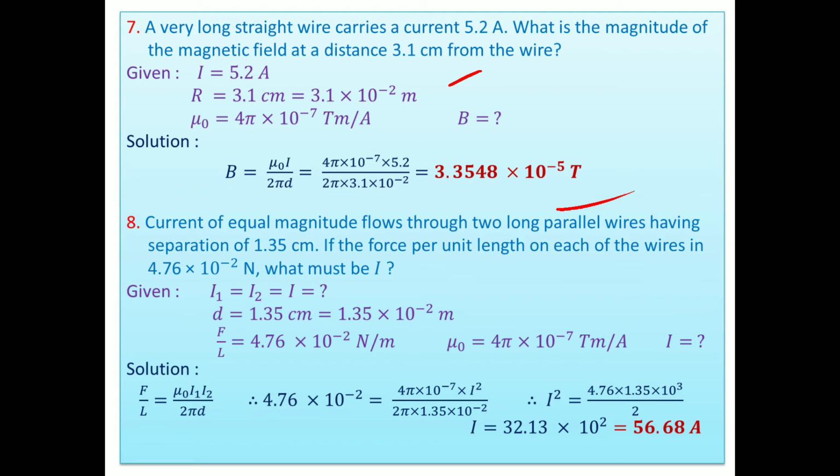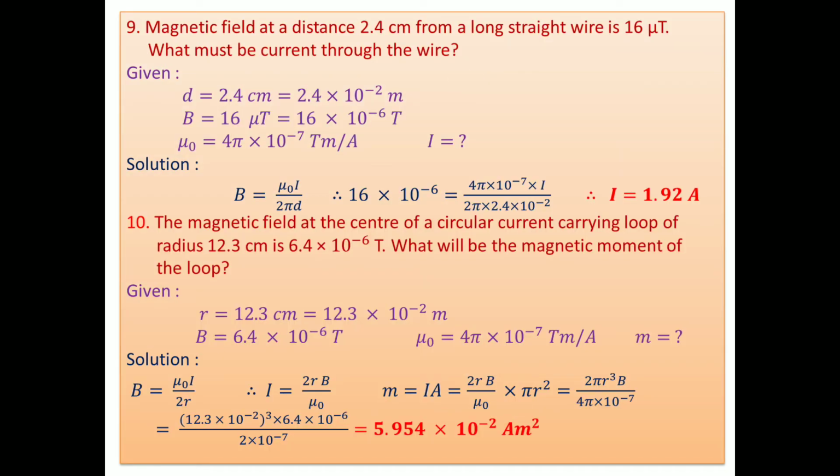I square can be taken as 4.76 into 1.35 into 10 raised to 3 upon 2. I square equals 32.13 into 10 raised to 2, and thereafter, taking square root directly, I equals 56.68 ampere. This is your final answer.